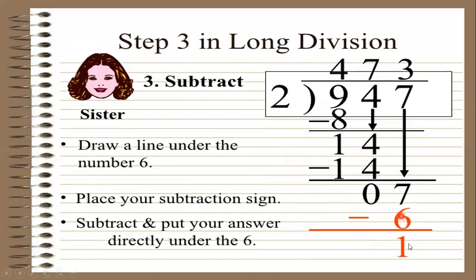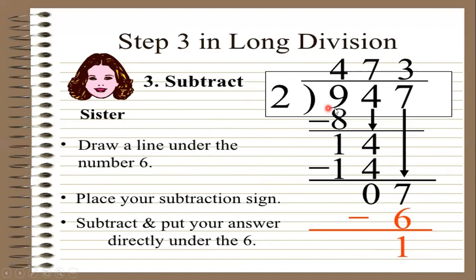I got the remainder 1, which is smaller than my divisor, and now I don't have any other number which I can bring down to make it a bigger one and continue my step. So it means that my division is completed. Here I got my answer and a remainder, and my answer is 473 and my remainder is 1.